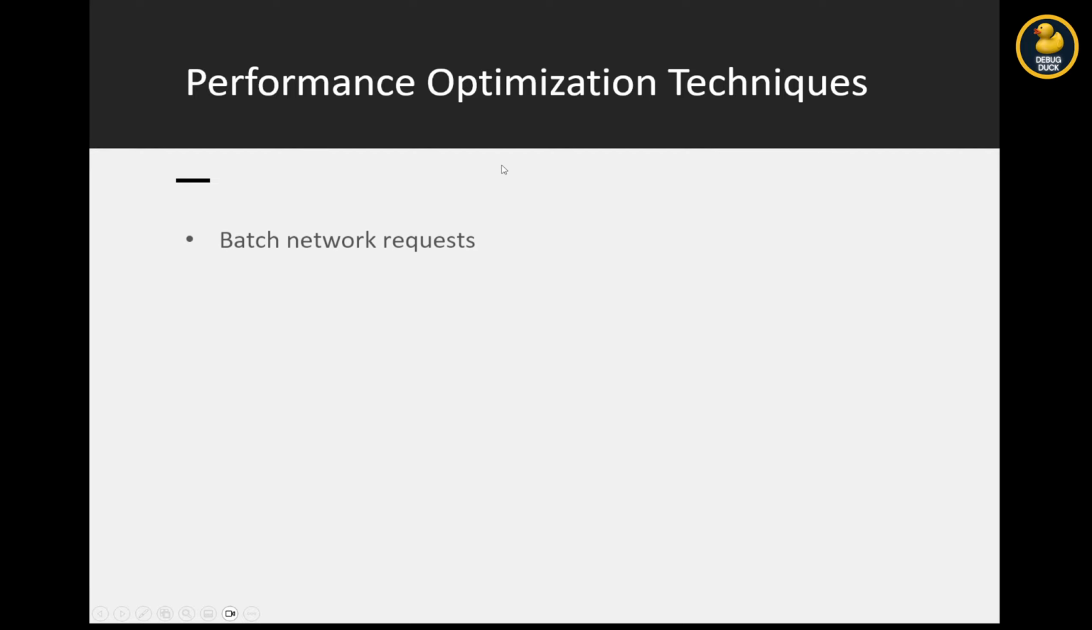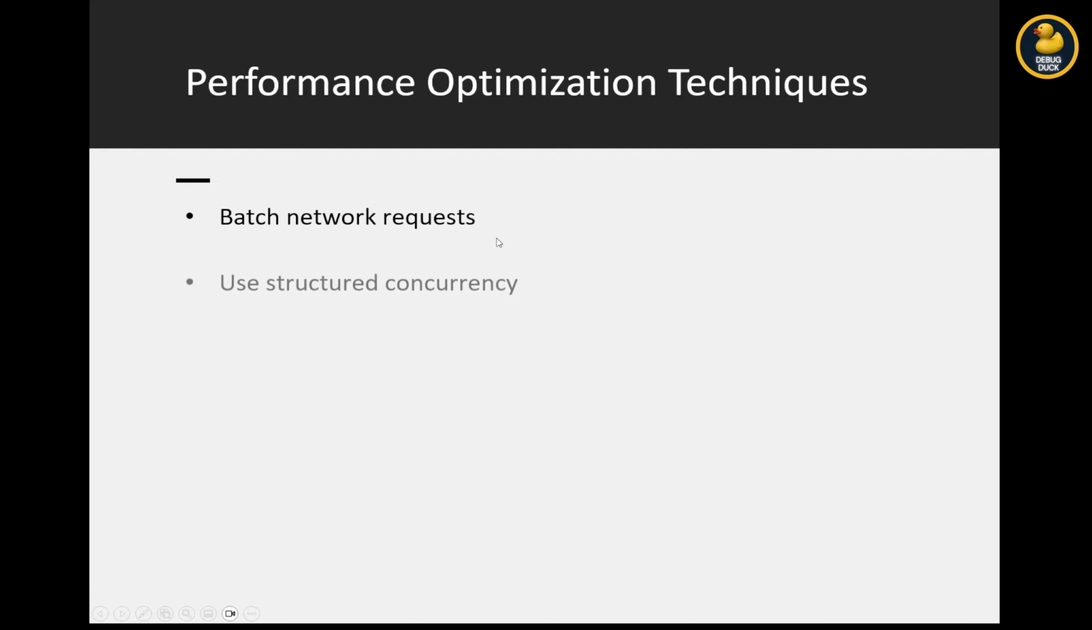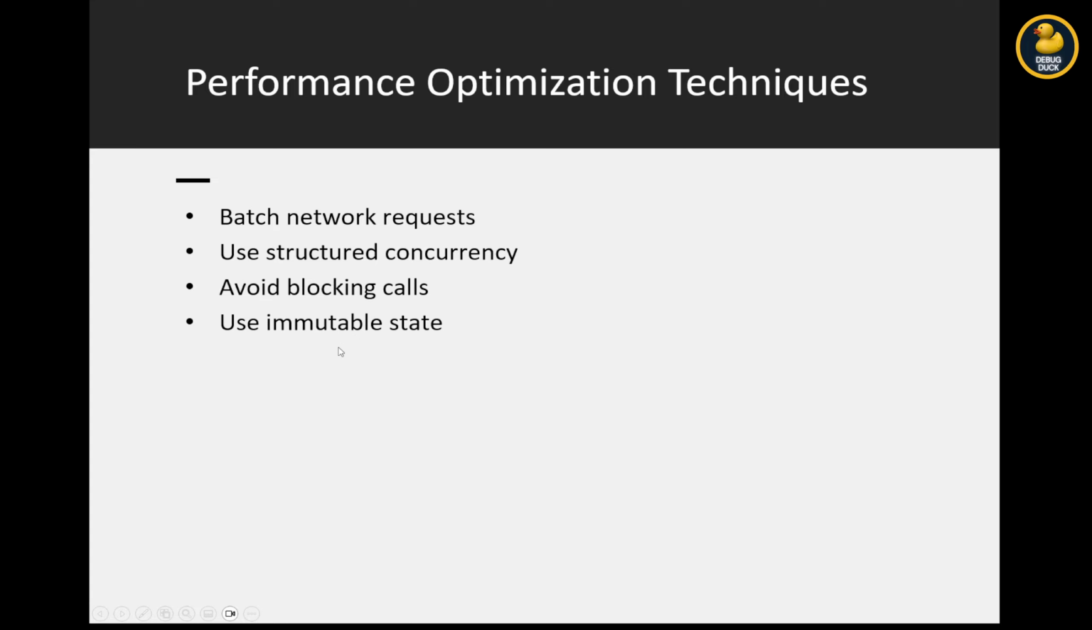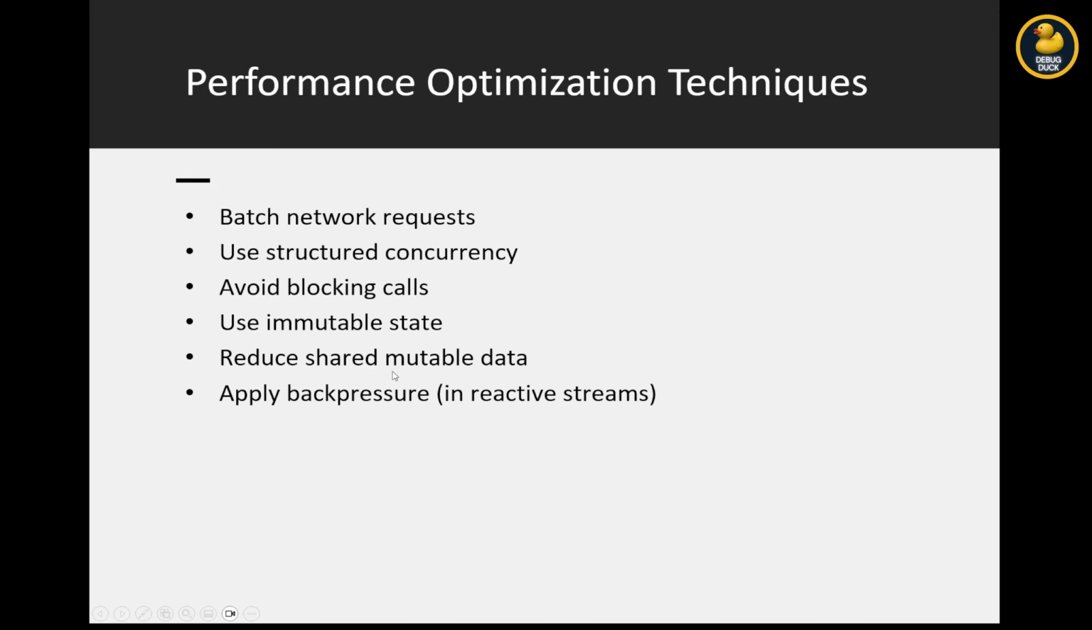Performance optimization techniques. Batch network requests and use structured concurrency. Avoid blocking calls. Use immutable state. Reduce shared mutable data. Apply back pressure. Reactive streams plus coroutines is a powerful combination.